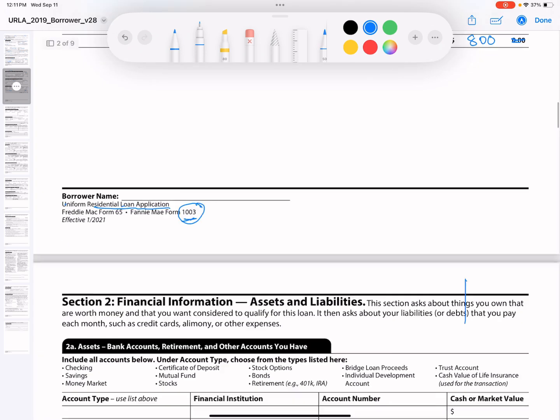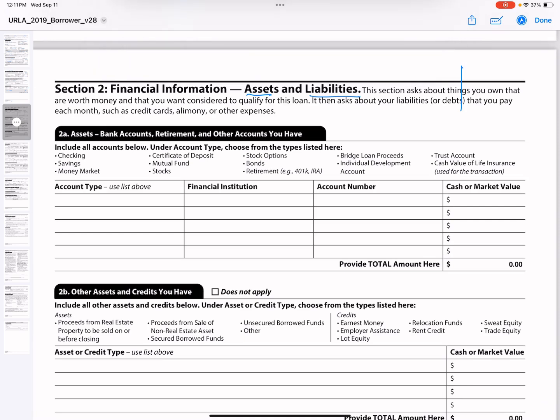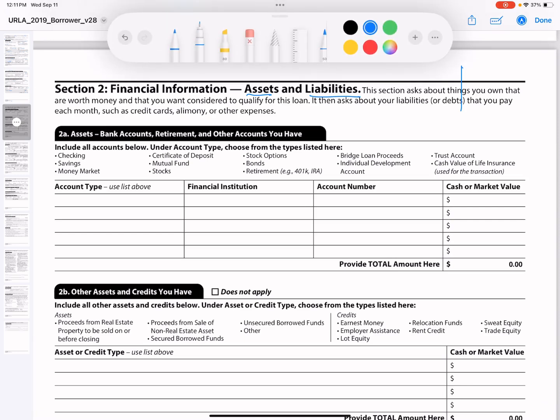All right, section 2, assets and liabilities. This is where you're going to put your checking and savings information, money market, CD, mutual fund, stocks, etc. The most common is checking and savings. My word of advice is, as you prepare to buy a home, start keeping the money that you intend to use for your down payment and closing costs in a savings account.